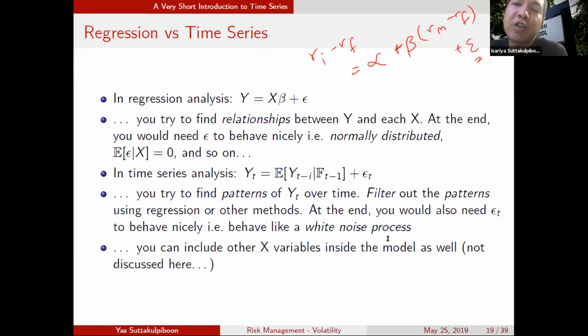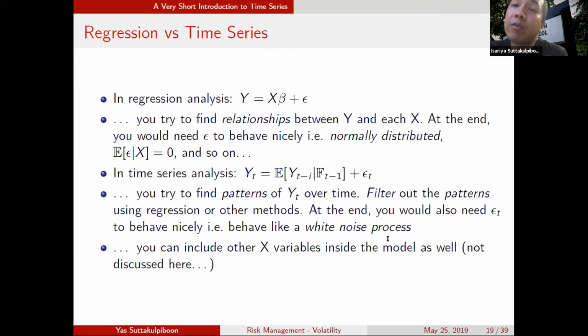You just want to find a relationship between one variable and another variable, and beta could capture that relationship. If you write it in matrix form, this is what you're going to get. Normally we would assume that the epsilon is normally distributed noise. So it's totally random, the expected value of that conditional on x is 0, it behaves nicely, normally distributed. So that's the basic assumptions for regression analysis.